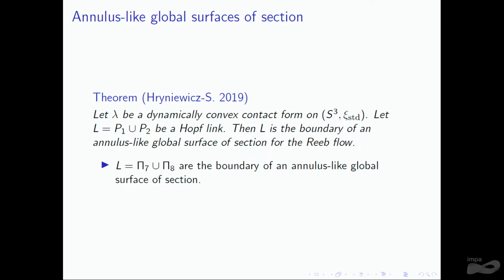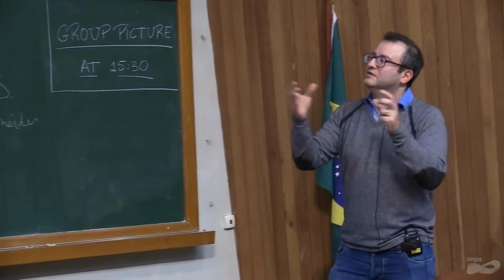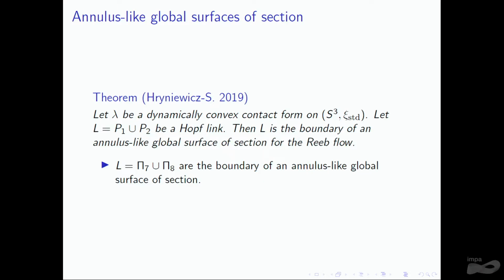And another result, which is not published yet, but I would like to mention, also with Riniewicz, is the following. Again, suppose that you have a dynamically convex contact form on the three-sphere with the standard contact structure. Then what is known is that you have a Hopf link, this pair of periodic orbits forming a Hopf link.